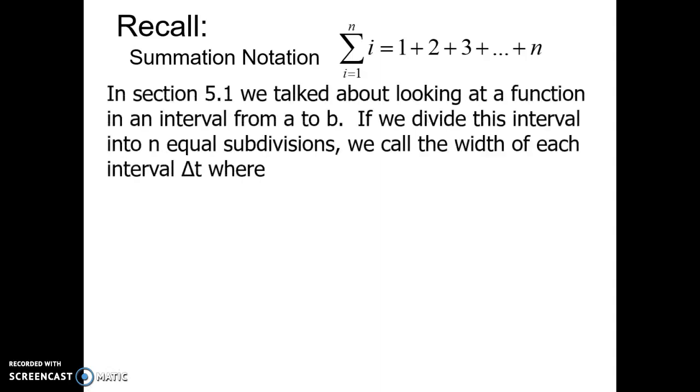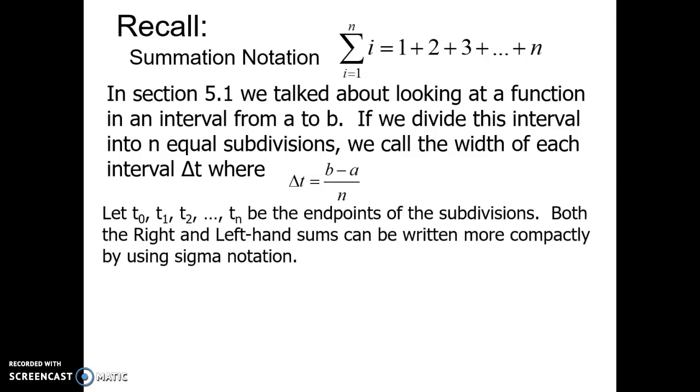In section 5.1, we talked about looking at a function on an interval from a to b. And if we divide this interval into n equal subdivisions, we called the width of each interval delta t, where the width of each rectangle that we were drawing was equal to b minus a divided by n, where b is the end of the interval, a is the beginning of the interval, and n was the number of rectangles that we were drawing.